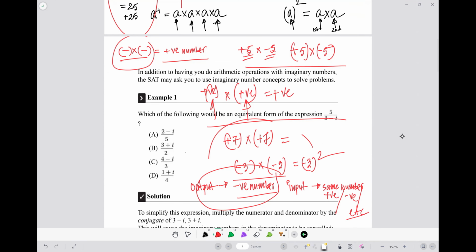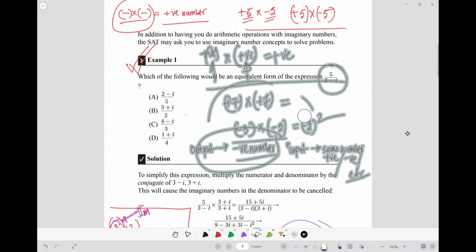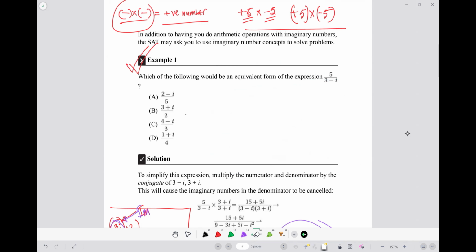What of the following would be an equivalent form of the expression, okay? They're just asking how to do it. This is a division of two complex numbers. And how do we divide two complex numbers?